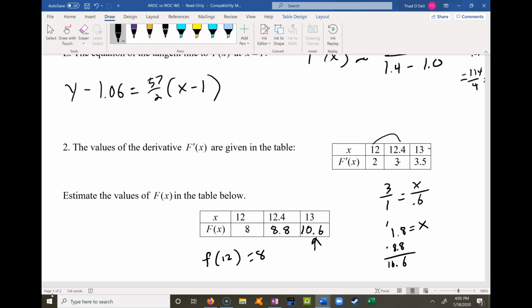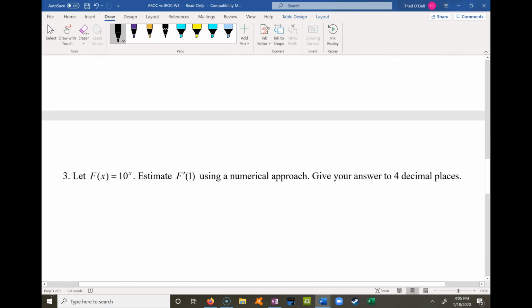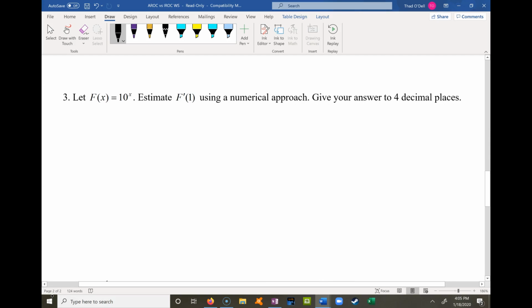So that's using the derivative to approximate values of y. Okay, moving right along.